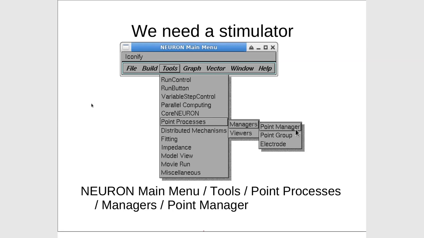Now we need a stimulator. A stimulator is a point process. In particular, we want a current clamp. So we click on tools, we scroll down to point processes. Holding that mouse button down, scroll to the right, we see a little secondary menu: managers, viewers. We want managers. Keeping that mouse button depressed, scroll to the right, and we get a tertiary menu. We can click on point manager. Okay, so that is a point process manager we're going to get.